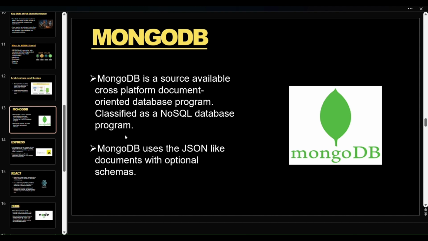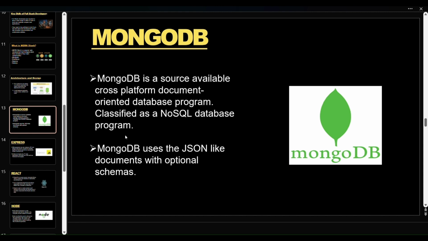So let's talk about the first one, MongoDB. MongoDB is a source-available cross-platform document-oriented database program classified as a NoSQL database program. It does not use the traditional relational database model like a SQL database. MongoDB uses JSON-like documents with optional schemas. In the MERN stack, MongoDB complements other technologies by providing a flexible and scalable database solution for modern web applications, with ease of use, stability and support for JSON.